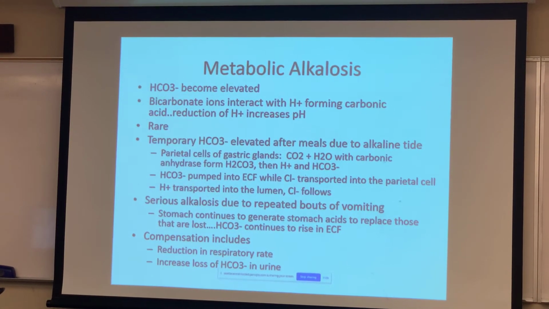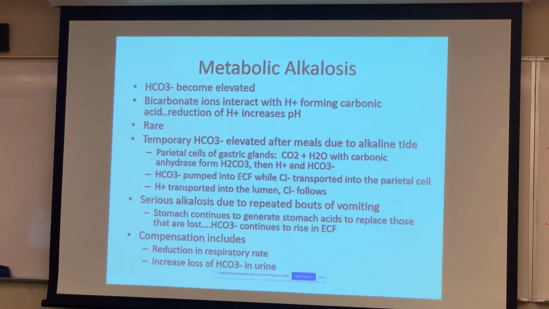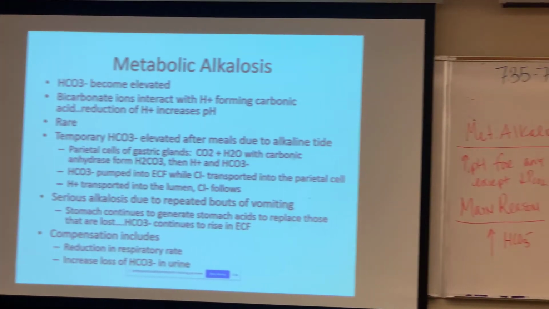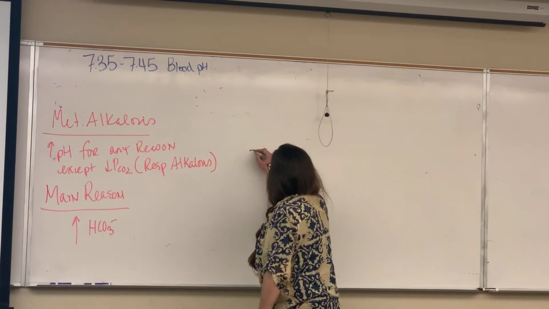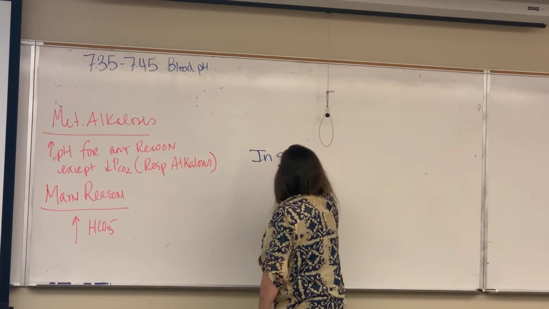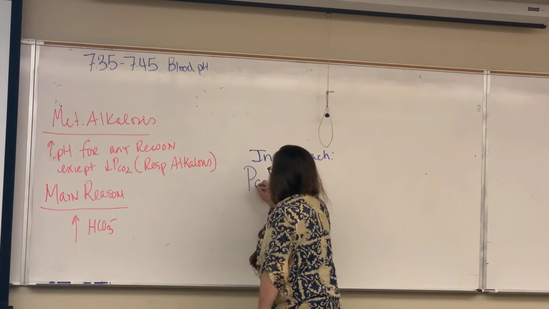So now we need to say, okay, why does that cause too much bicarb? Now we have to look at the stomach for a second. So when you look at the stomach, in the stomach, you have some cells called parietal cells.